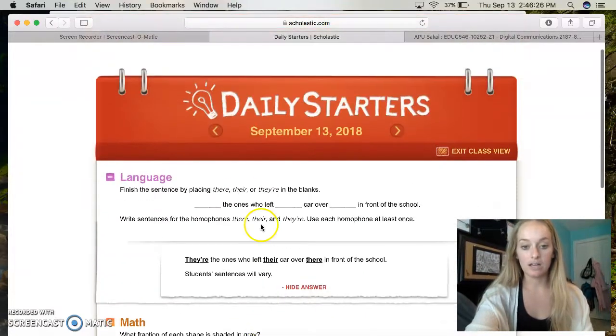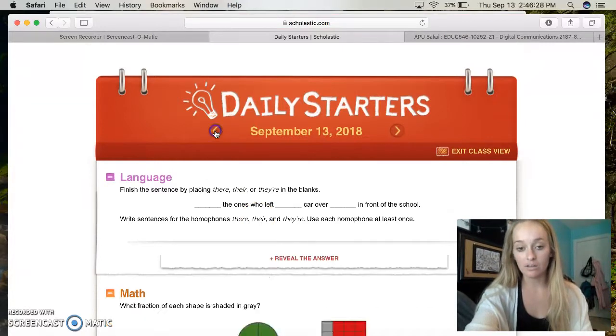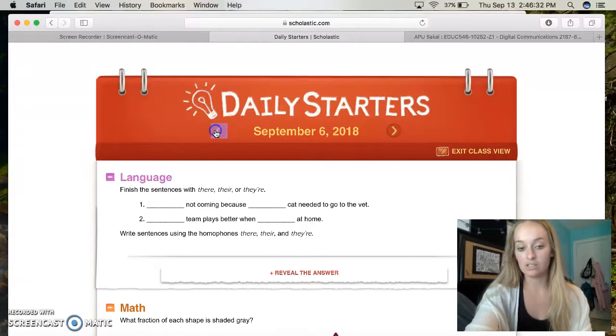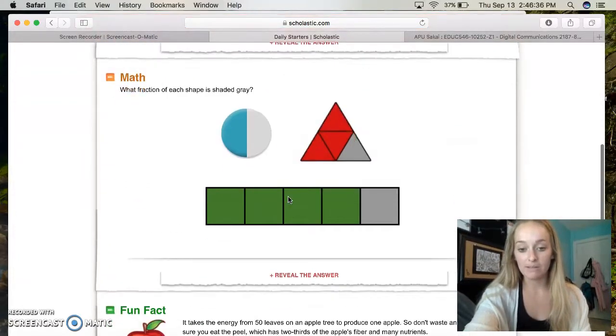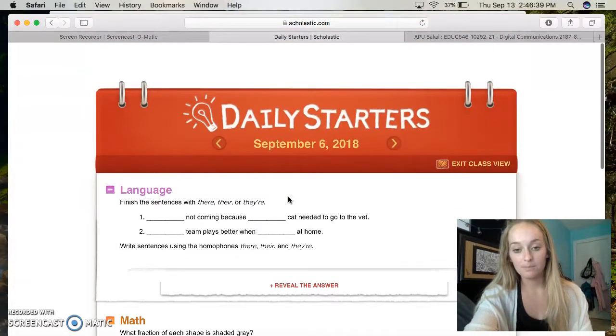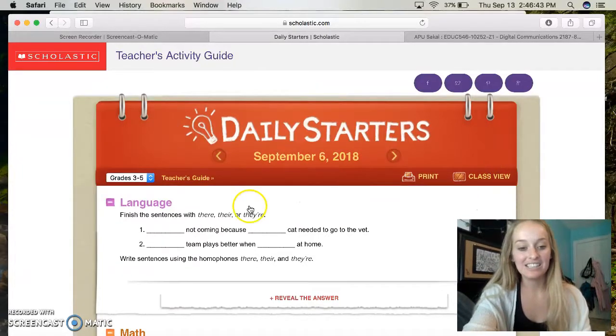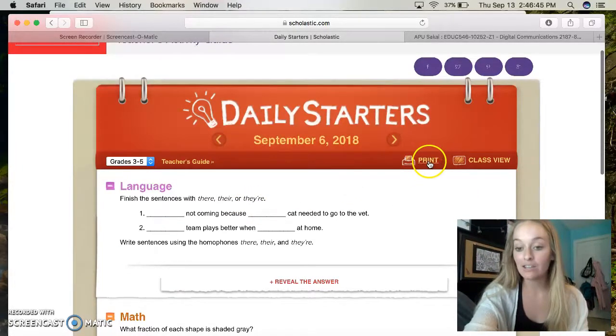And which is great, you can also go to previous days. As you can see, I'm going back and there are just different questions for every single day, which is pretty great to have just in case you don't like the question for the day. And you can print out the page for that.